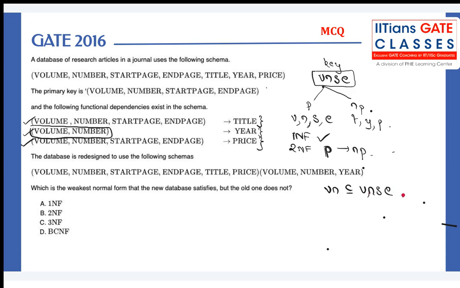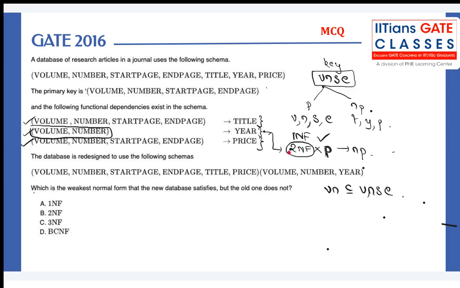The entire set is volume number, start page, end page. Volume number is a proper subset of that set, right? So that is a problem that is not allowed in 2NF. That's why you can say that the table is not in 2NF. So what they are asking, what is the weakest normal form that the new database satisfies, old one does not? Old one does not satisfy 2NF.